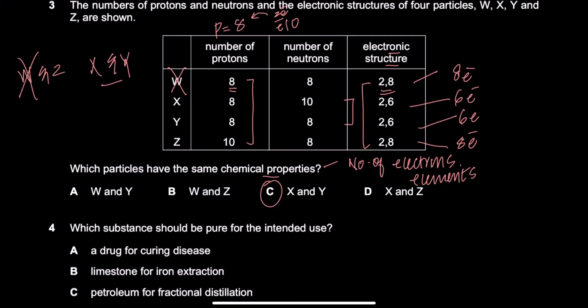Okay, the reason why I cancelled out W, let me explain it again, is because it's not an element. If we talk about same chemical properties, we talk about the number of electrons in the outermost shell of elements. If they are the same, your chemical properties will be the same. But since W is not an element, it's an ion, a charged particle. Why? Because it had 8 protons but 10 electrons, which means that for a neutral atom, if it had no charge, if it was in its elemental state, it would have 8 protons and 8 electrons, but it has 10, which means that 2 were gained. So it's an ion.